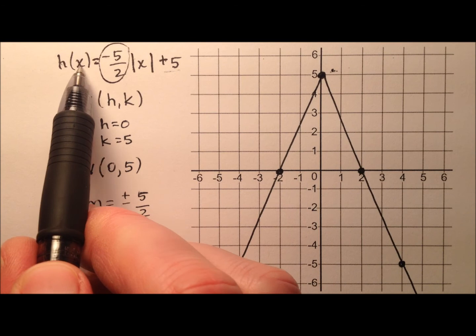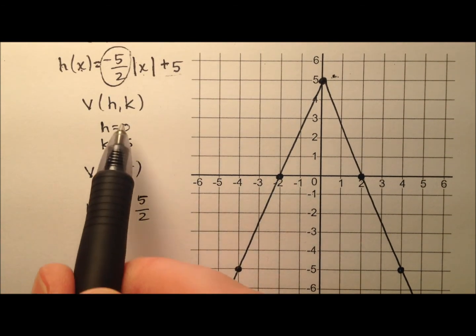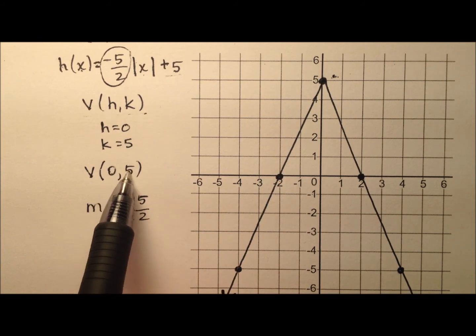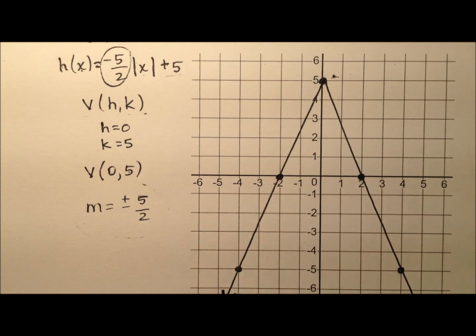We have h of x equals negative 5 halves times the absolute value of x plus 5. We found the vertex first at 0, 5, and then we used that a value to find the slopes of those two legs.